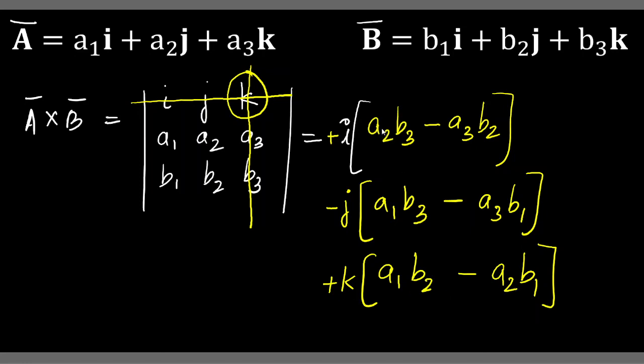And look at the order. A, B, A, B, A, B. Here, smaller number, bigger number, bigger number, smaller number. Smaller number, bigger number, bigger number, smaller number. This is the pattern that you want to see.